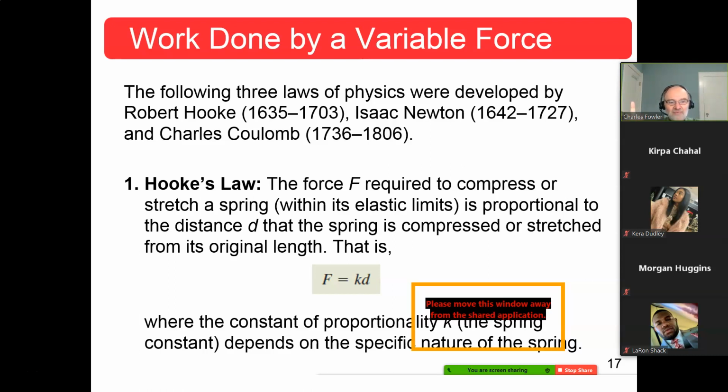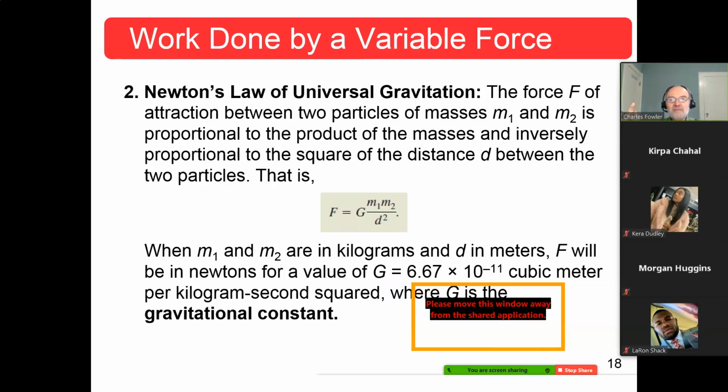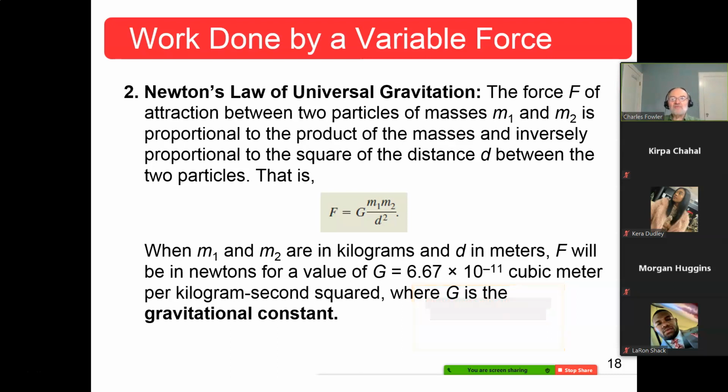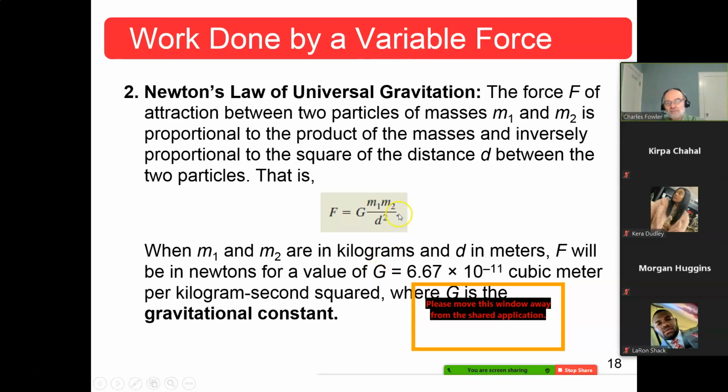So that's your constant of proportionality, or the spring constant. The second of these is Newton's law of universal gravitation. This is just one of many of Newton's laws. The force of attraction between two particles of masses m1 and m2 is proportional to the product of the masses, inversely proportional to the square of the distance between the particles. And here's his formula. F is equal to G, that's called the universal gravitational constant.